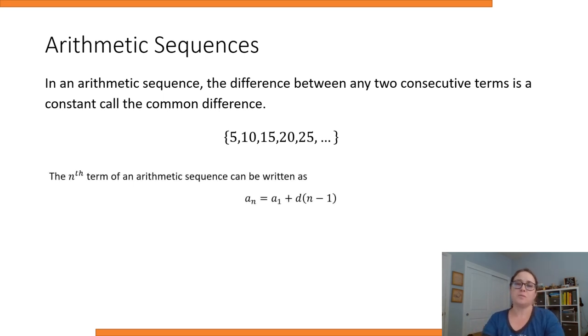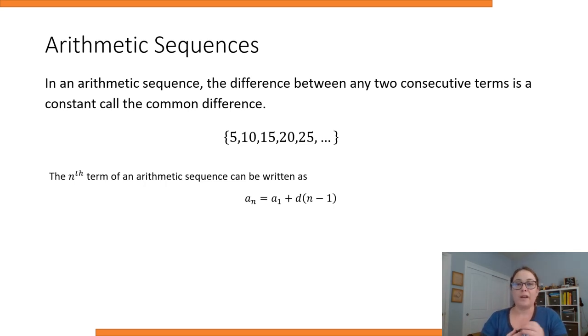And I can write the nth term of this sequence because I want to be able to find, say, the 100th term of that sequence without having to find the 99 terms that came before it. So this formula for the nth term will allow me to do that. All I need to know is what the first term of the sequence is and what the common difference is to get the nth term. So a1 plus the common difference d times n minus 1 will give me any term in the sequence without having to find all the others.